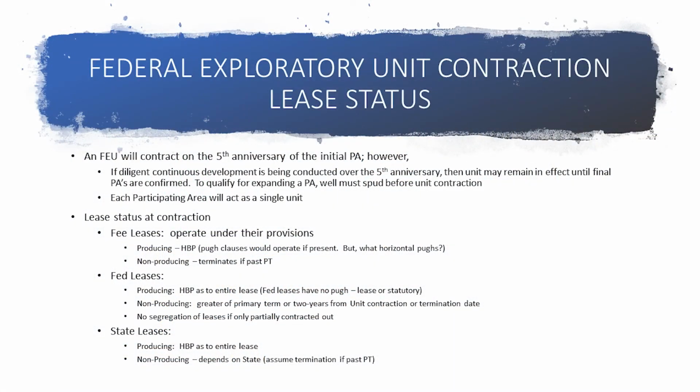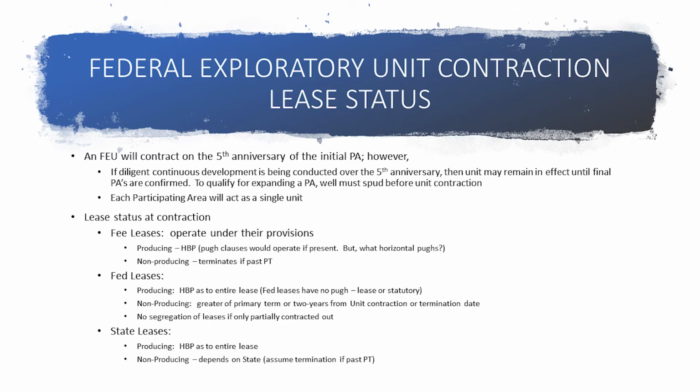So contraction, lease status, a federal, it'll contract after 5 years. We've talked about that. The only way to really go past that additional 5 years, so a 10-year term, is if you have a well that's drilling, or if you're diligently commencing operations, continuing to develop, you may be allowed to hold a federal unit together until that well is completed and has been evaluated for participating area status.